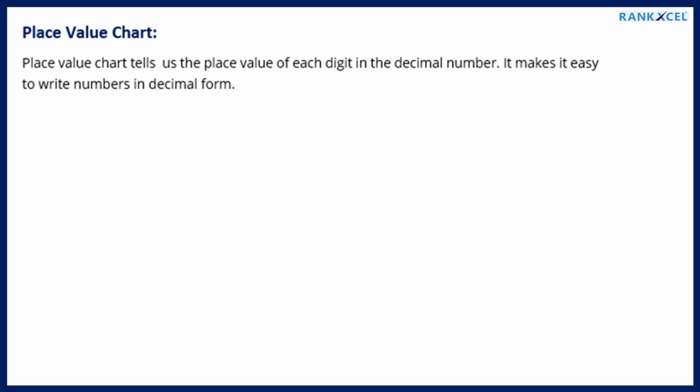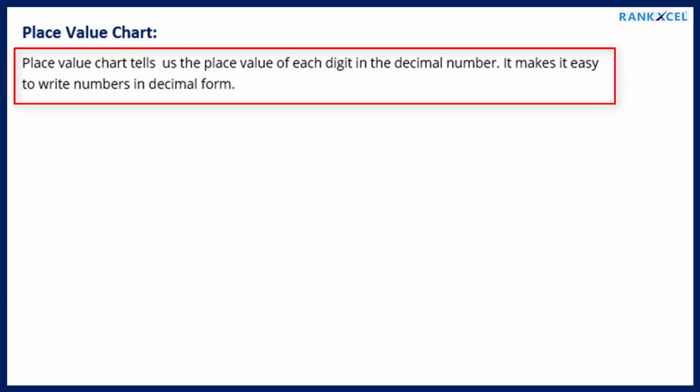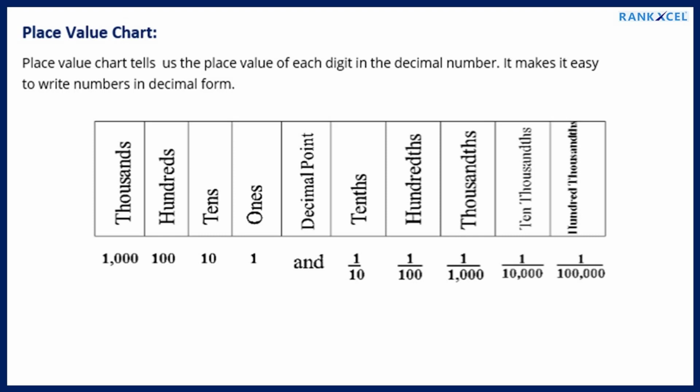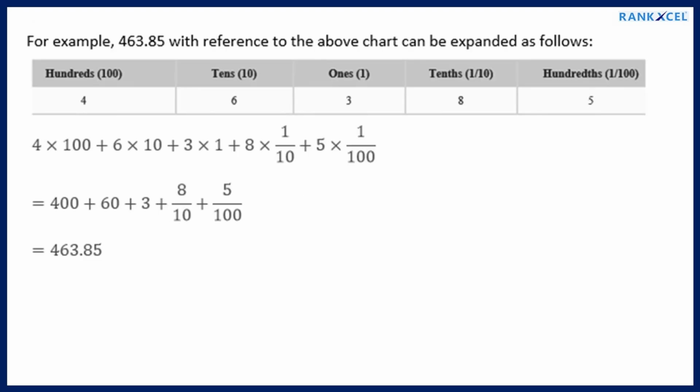Place value chart. The place value chart tells us the place value of each digit in the decimal number. It makes it easy to write numbers in decimal form. For example, 463.85 with reference to the above chart can be expanded as follows.